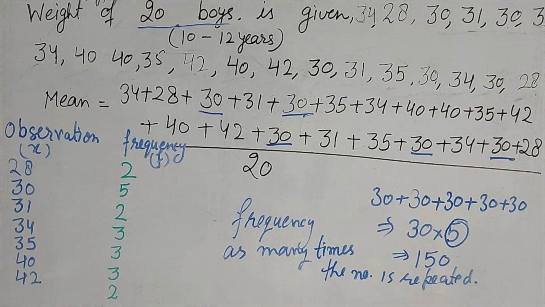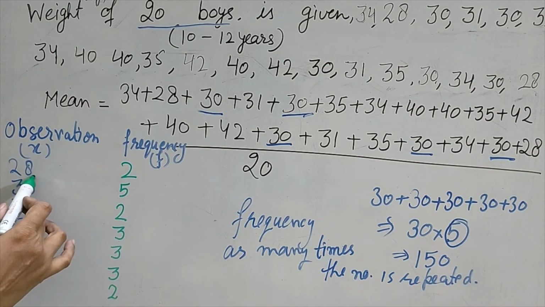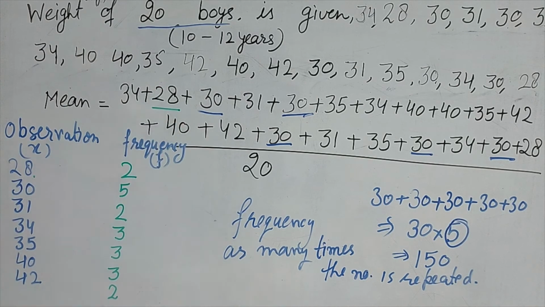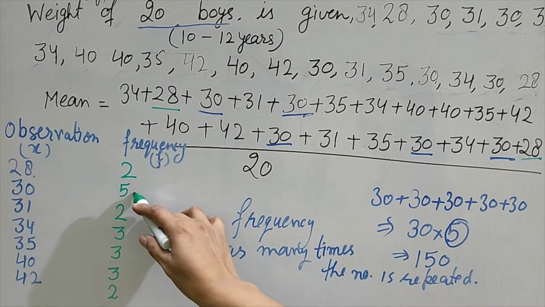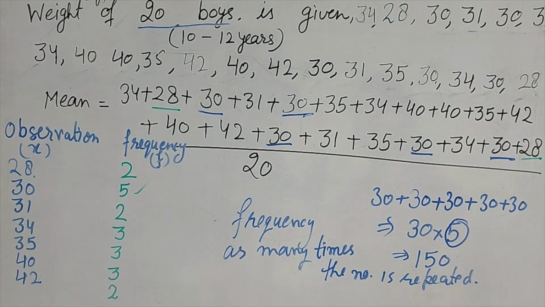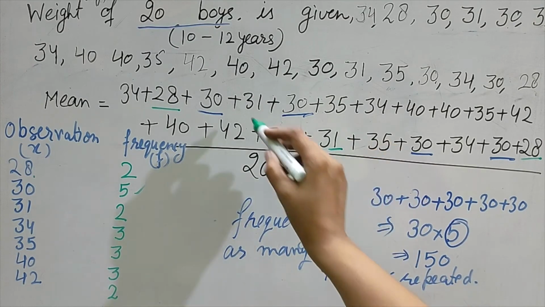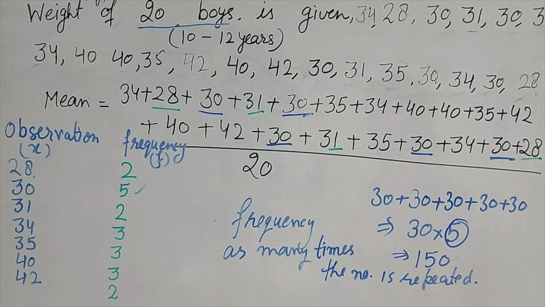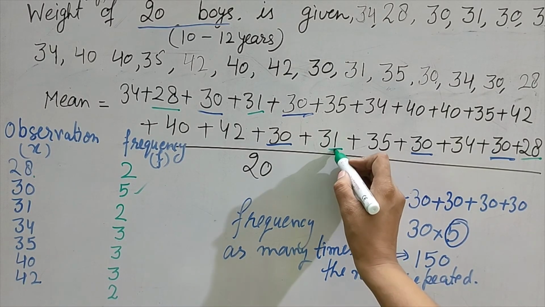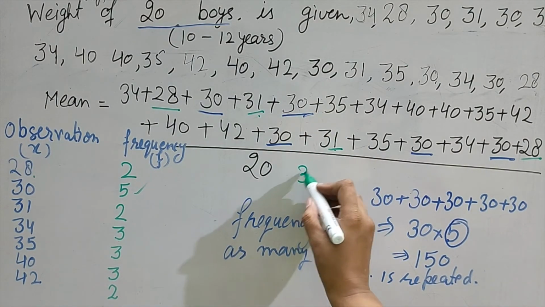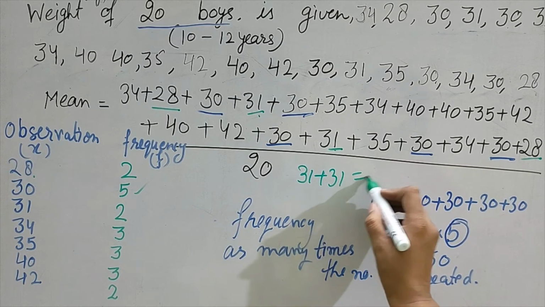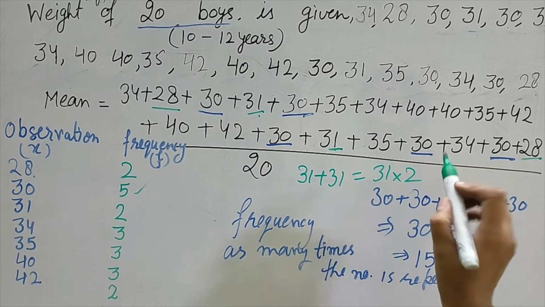Multiply it by f. So now let's have a look on frequency distribution table for this data. So frequency table is like this. The observation 28 written twice here. Okay. Observation 30 already we have seen it is written 5 times. Next observation 31. Is written 31 and 31 twice. So it will give the same answer if you are adding 31 plus 31 or you are doing 31 multiplied by 2.